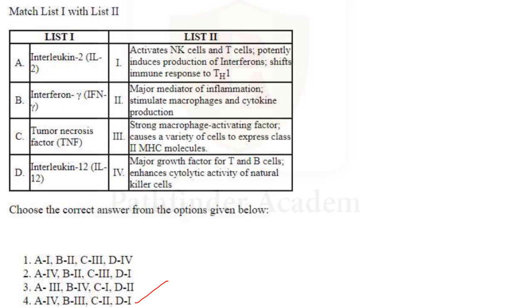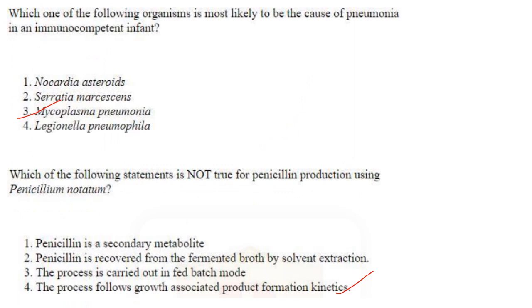Tumor necrosis factor: major mediator of inflammation, stimulates macrophages and cytokine production. Interleukin 12: activates NK cell and T cell, potently induces production of interferons, shifts immune response to Th1. So option 4 is the right answer.